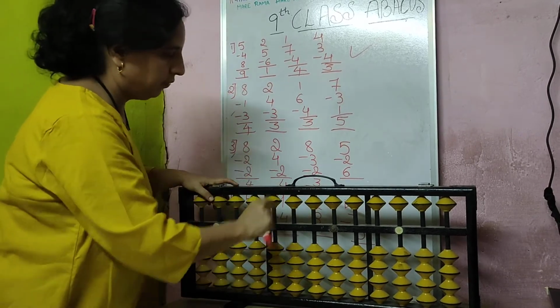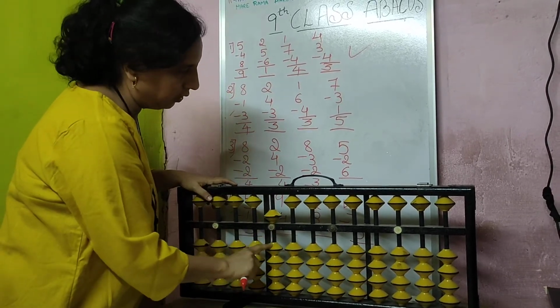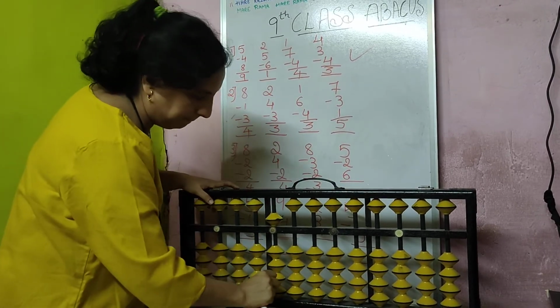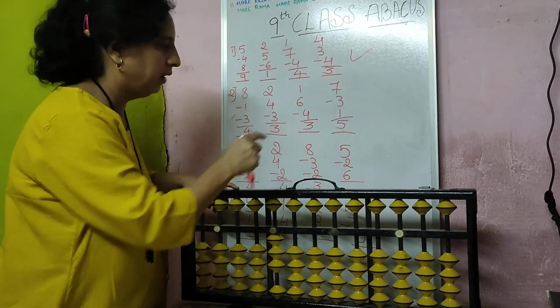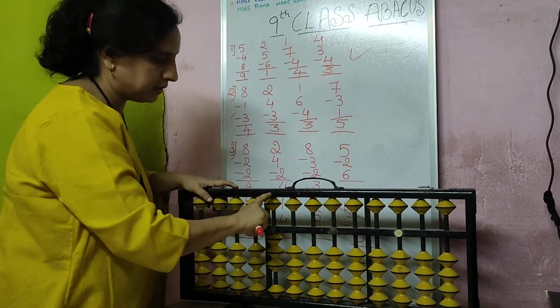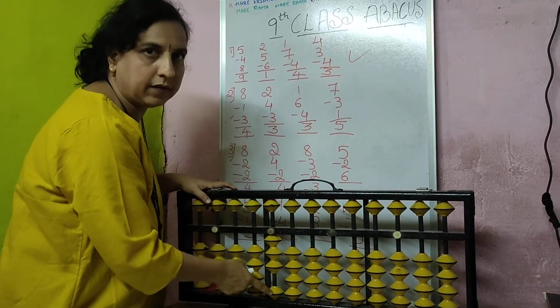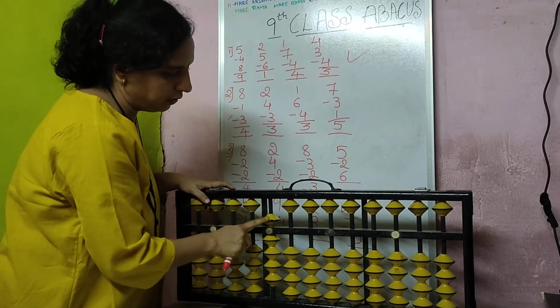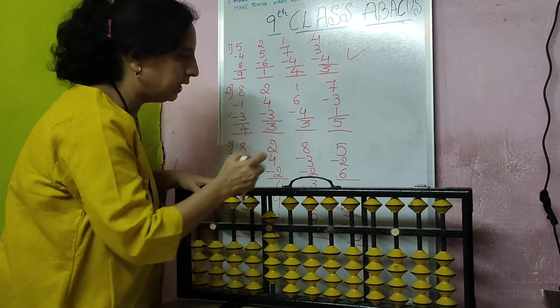Next. 5 minus 2 I cannot do directly. Minus 2's formula is plus 3 minus 5. Plus 3 minus 5. Then 6. Last number is plus 6. Directly I can do because beads are there. 6 beads are there. So total we have to count. 5, 6, 7, 8, 9. Answer is 9.